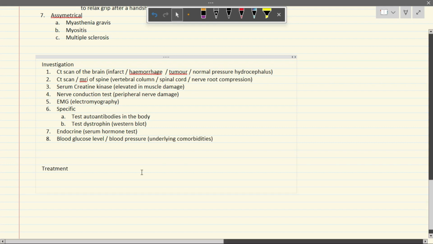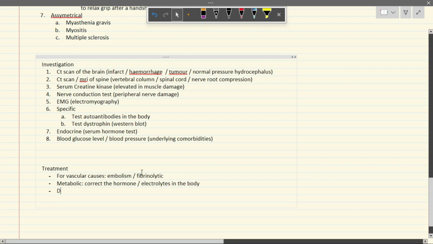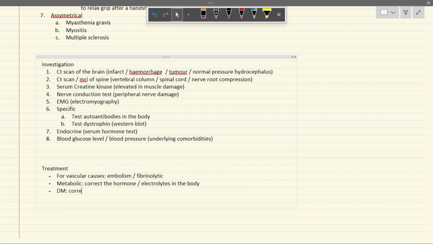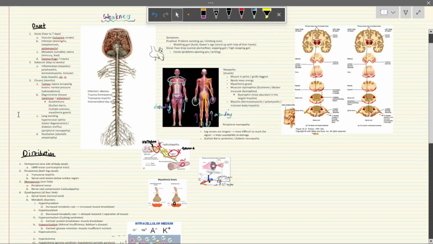And for the treatment, in this video I'm not going to go into much detail, but generally, if there's any infarct or any vascular cause, we usually give thrombolytics or fibrinolytics. And for metabolic causes, we usually correct the hormones or electrolytes in the body. And if it's diabetes mellitus type 2, we usually just correct the blood sugar level. So guys, that's basically most of the things I want to tell you today.